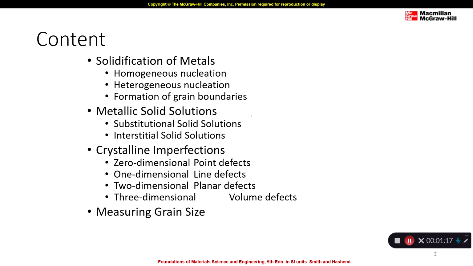Alright, so how do they form this? And we're talking about solid solutions. We're not talking about what you probably learned in chemistry, which is liquid solution. When metals are mixed, of course, they are in liquid form and then they solidify. And then how do they form the solid solution?